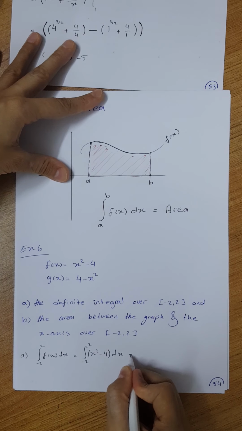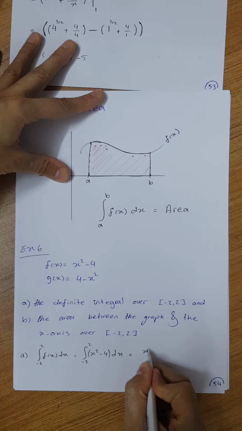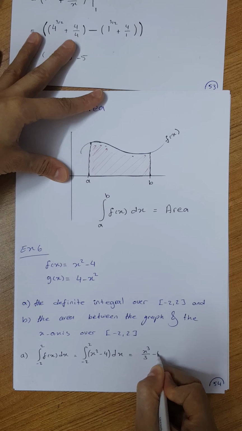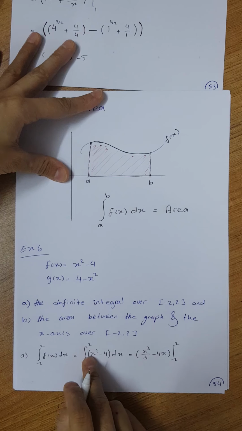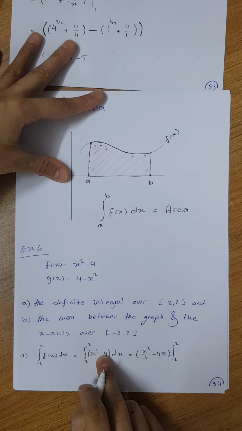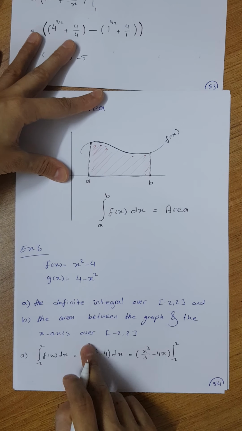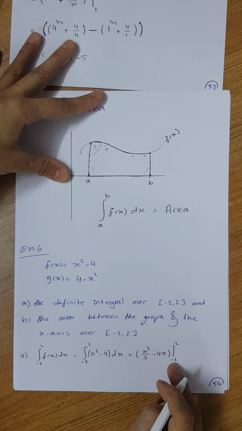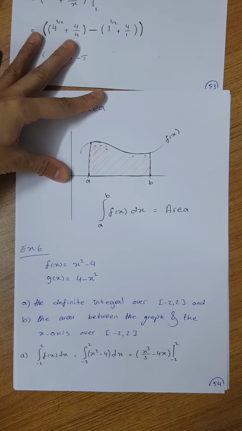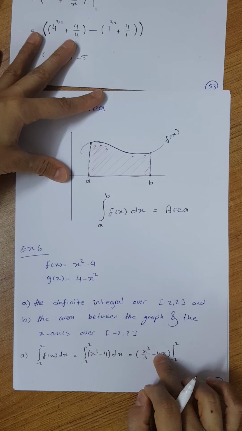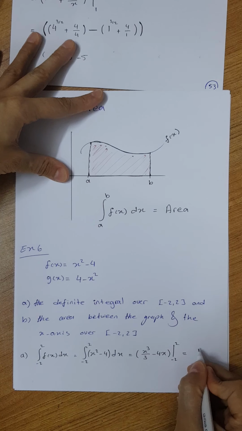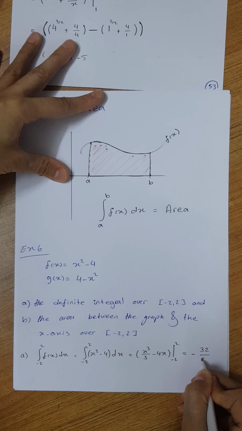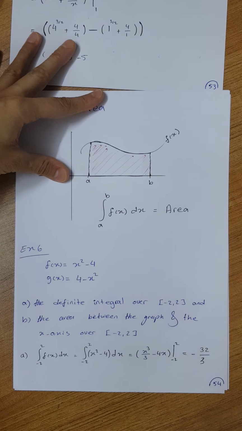That integration is equal to x to the power of 3 over 3 minus 4x, and the interval is from negative 2 to 2. Then we put this 2 into here and that negative 2 into here. I will leave the calculation for you to do yourself because it's not something hard. That's equal to minus 32 over 3.